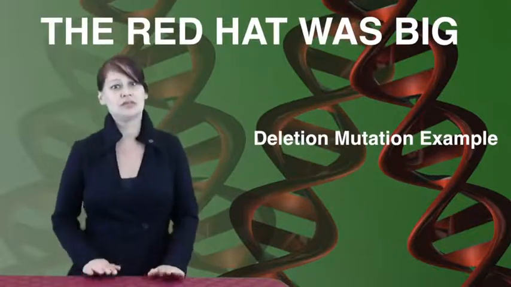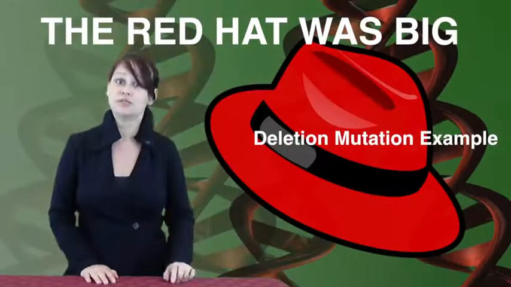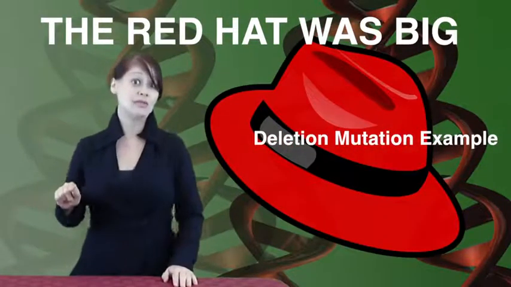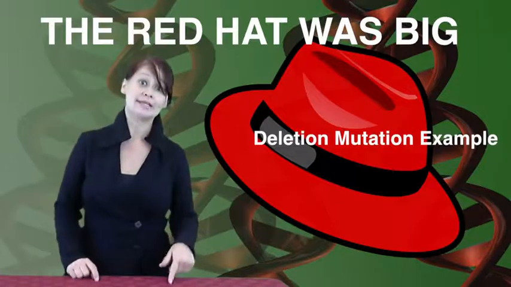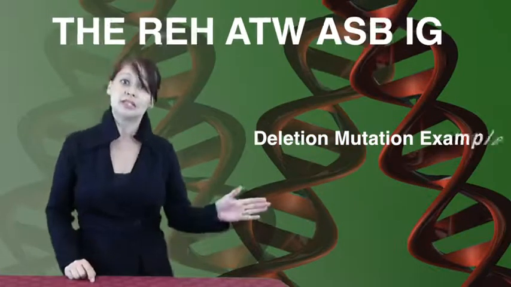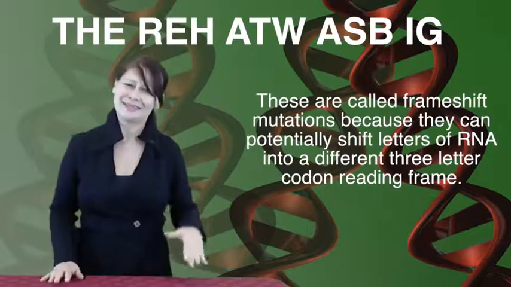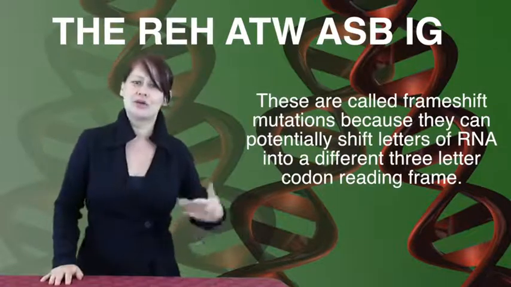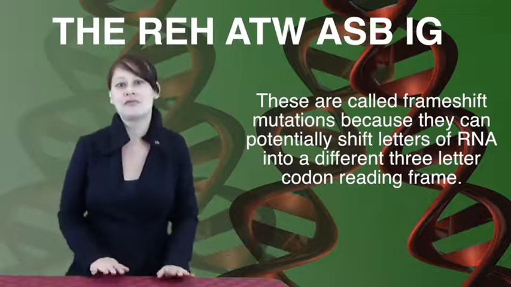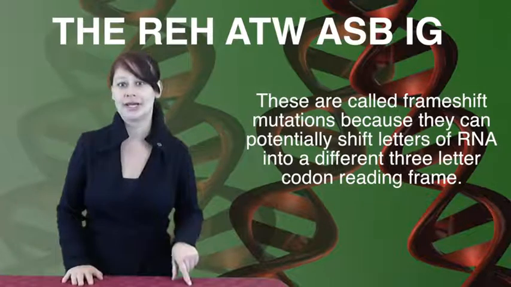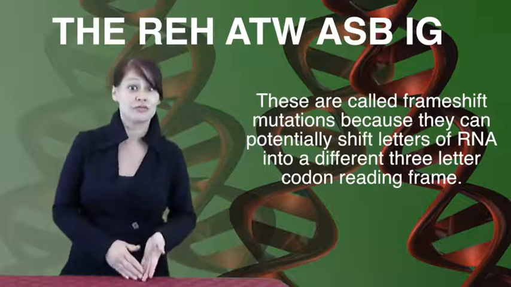Now imagine the other type of mutation, the deletion mutation. You have the same sentence. The red hat was big, but in this case, the D is removed. It's deleted. We have the... wait, that doesn't make sense. Those three-letter words don't mean much. So we have a frameshift mutation occurring again, since RNA is read in three-letter frames.